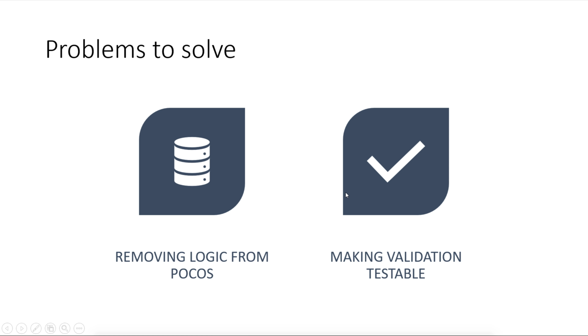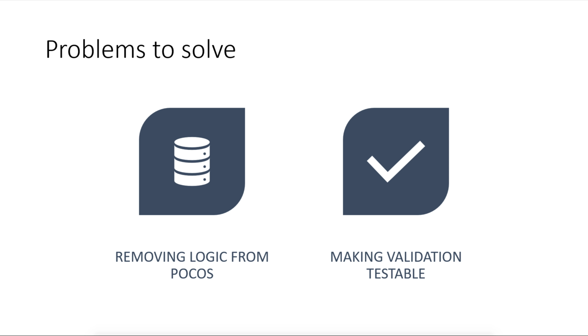Now, a couple problems that I'm trying to solve with this video is, number one, I want to remove logic from my POCOs. And if you don't know what a POCO is, that's a plain old C object. And a plain old C object should be just that. It should have properties, fields, that's it. No logic at all should exist in a POCO. And we also want to make our validation testable without having to test into other frameworks. So we want to create unit tests for our validation, not integration tests. So these are the two problems that we're trying to solve.